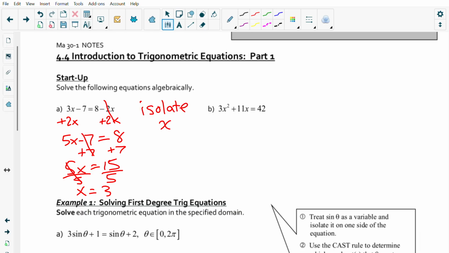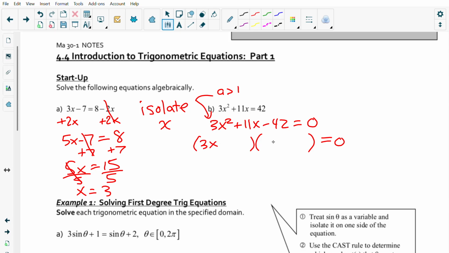Let's see a quadratic example. So I'm going to subtract 42 from both sides: 3x squared plus 11x minus 42 equals 0. I'm going to challenge you to factor this by inspection. I know this is where a is greater than 1, right? So I know the first term has to be 3x and x. And then how do I get minus 42? Sorry, how do I get it to add to 11 in the middle, 11x?